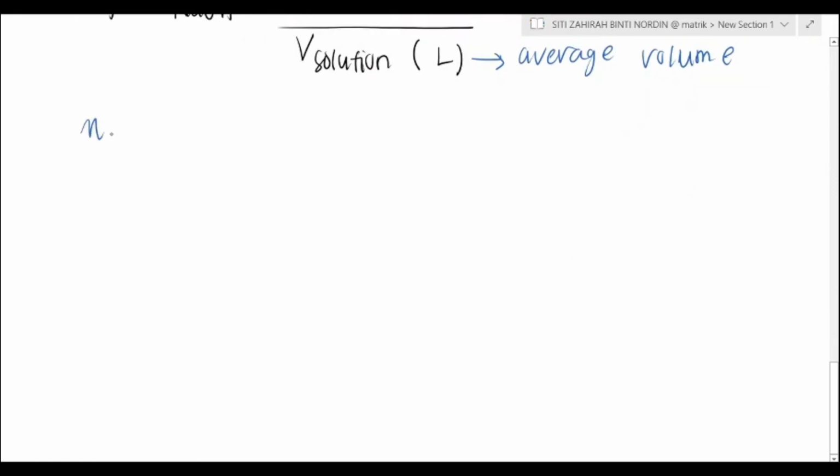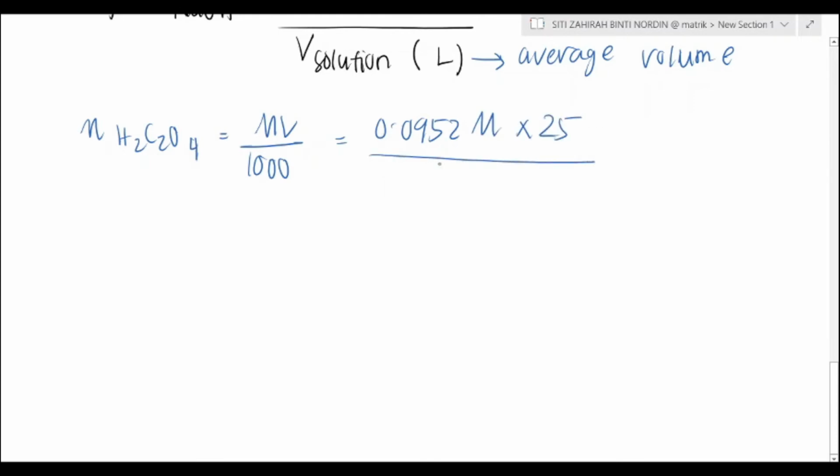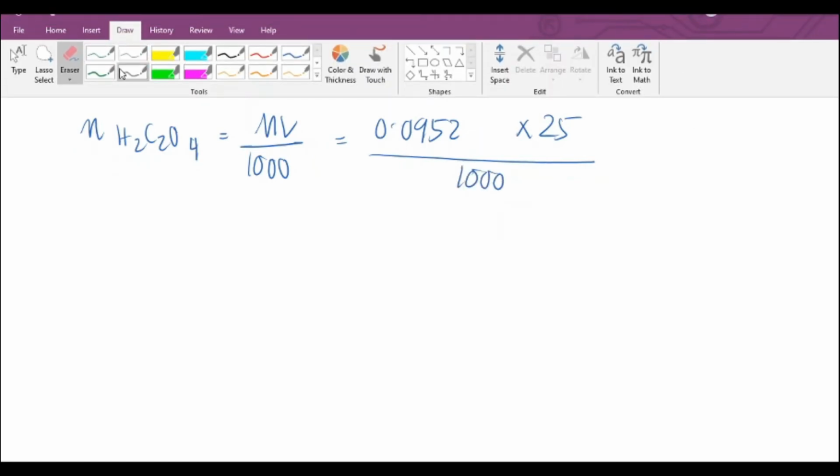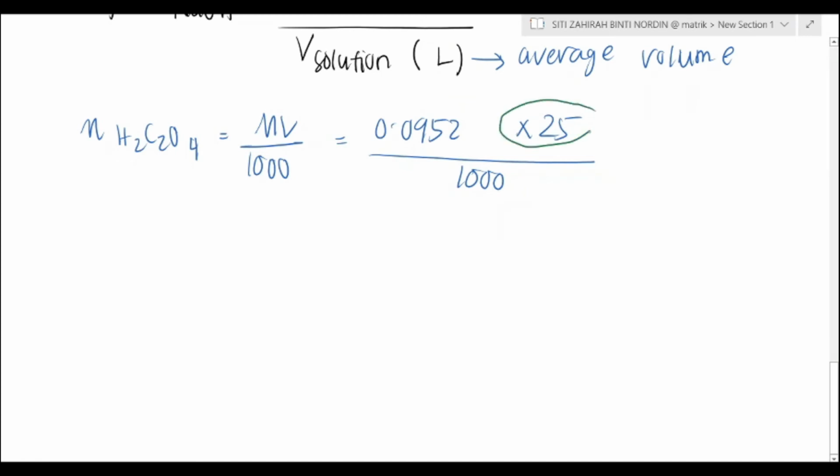So moving on, the mole of oxalic acid, H2C2O4, we want to calculate it by using MV over 1000 formula. So 0.0952 molar times 25 divided by 1000. The reason why we are using the volume of oxalic acid of 25 ml is because this is the volume that we use in part B, which is we pipette 25 ml of standard solution of oxalic acid. So your mole of oxalic acid would be 2.38 times 10 to the power of minus 3 mole.